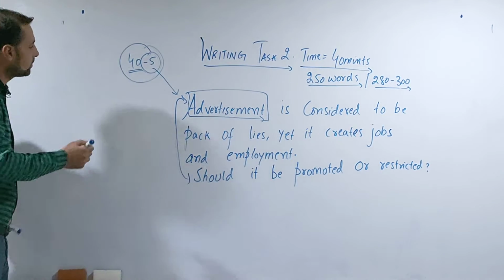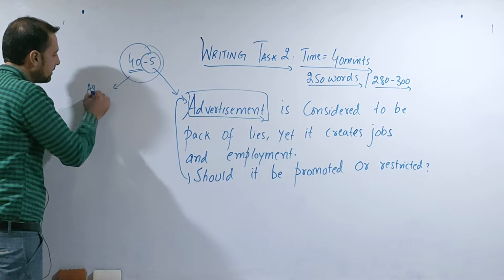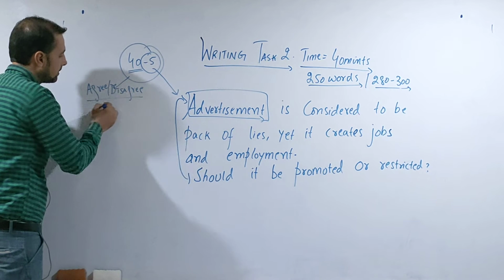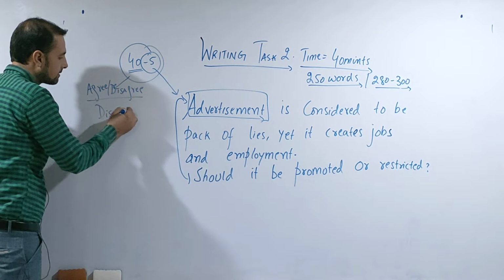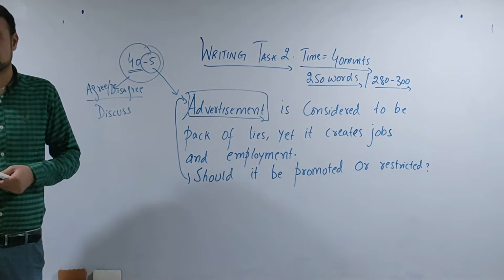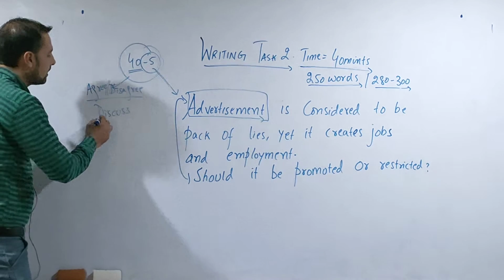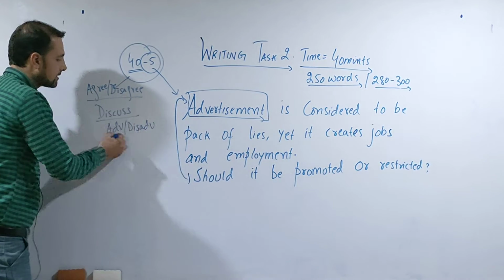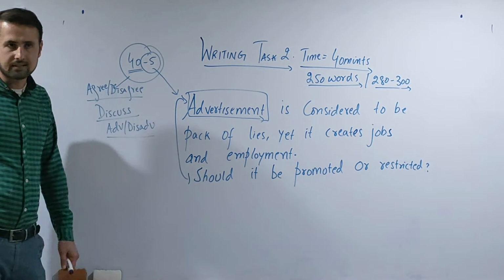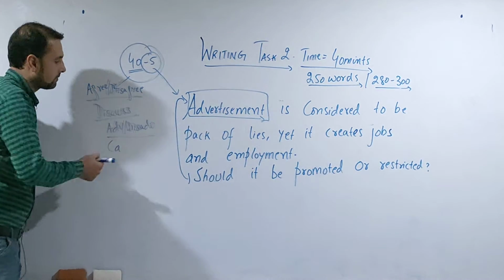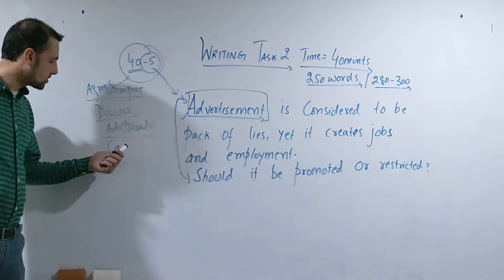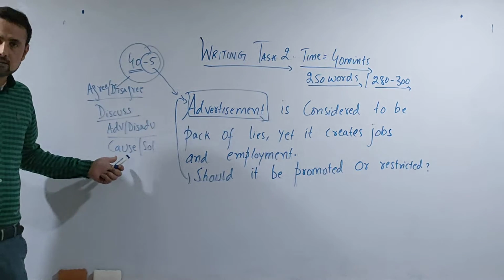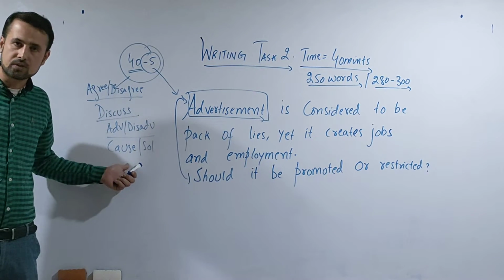Either you will be asked, do you agree or disagree? That is what is an opinion essay. Or you will be asked, discuss and give your opinion. That is what we call a discussive essay. Or what are the advantages and disadvantages? This is what we call an advantages, disadvantages essay. Sir, how many types of essays are there in writing task 2? Okay, that is what I am telling you in detail now. What are the causes and solutions? This is what we call problem solution or cause solution.